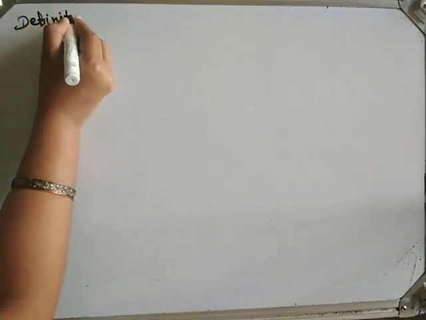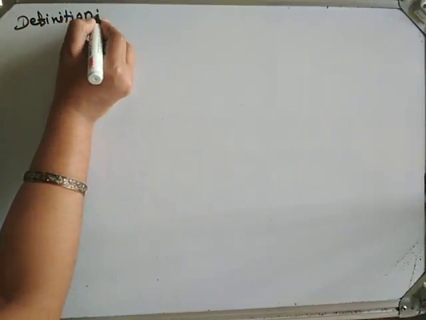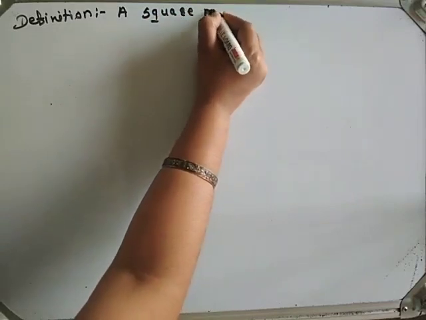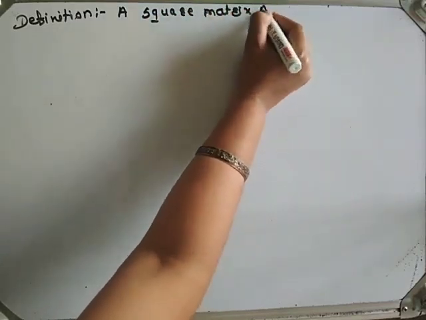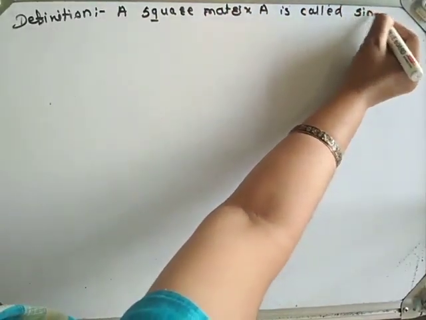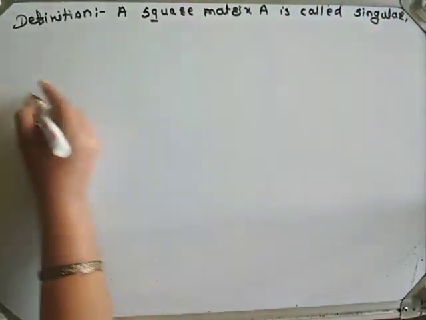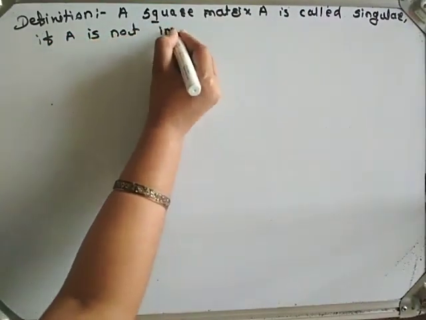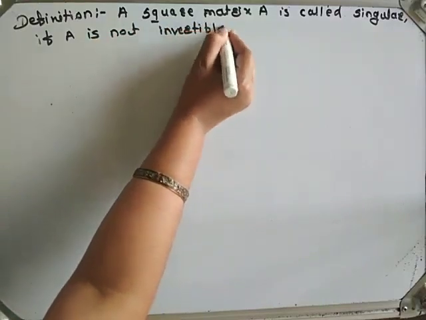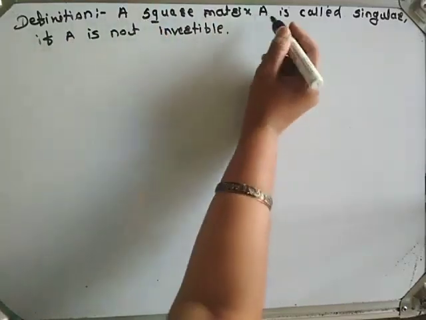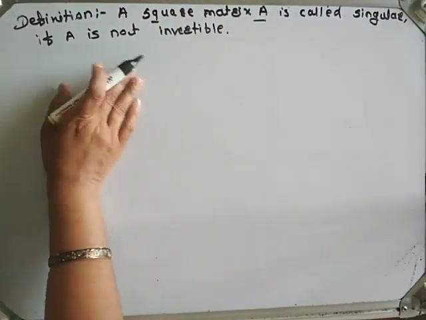Let us take one more definition. A square matrix A is called singular if A is not invertible.